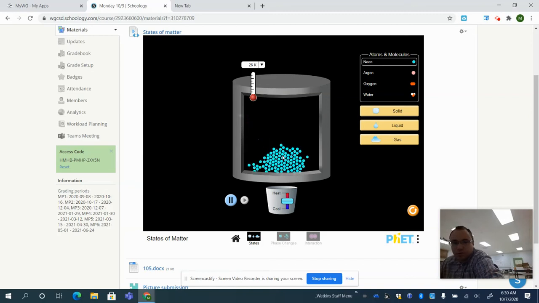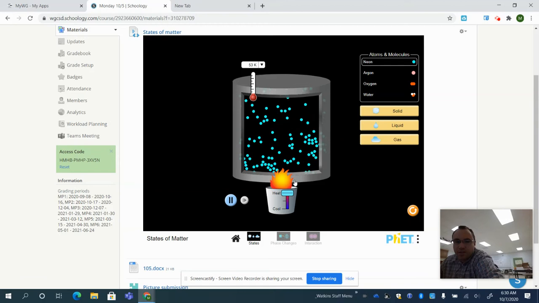So it goes from solid, right? And now it's a liquid, right? You see it's starting to melt a little bit. It's starting to fill the bottom of the container, right? We know it's a liquid. So we're going to keep heating it, right? And now we got a gas and liquid combination. Heat it, heat it, heat it, right?